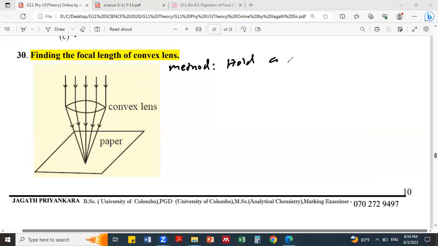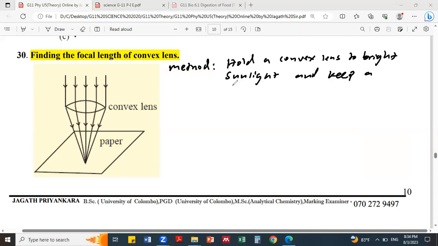Hold a convex lens to bright light or bright sunlight and keep a paper on the opposite side. Keep a paper in front of the lens.